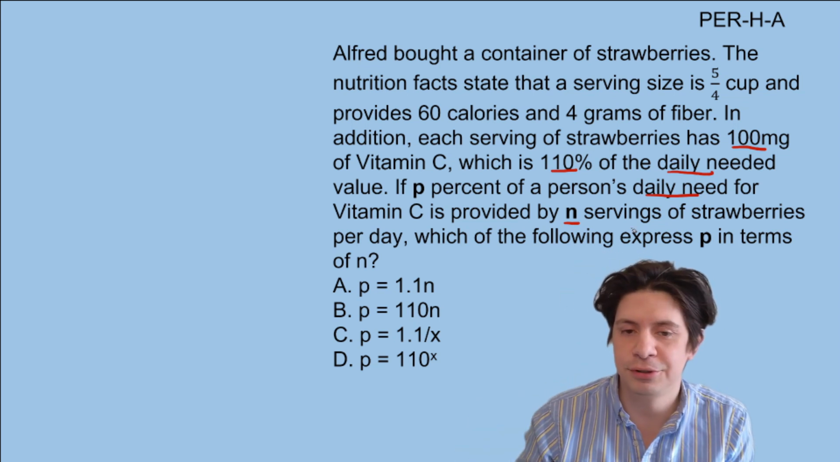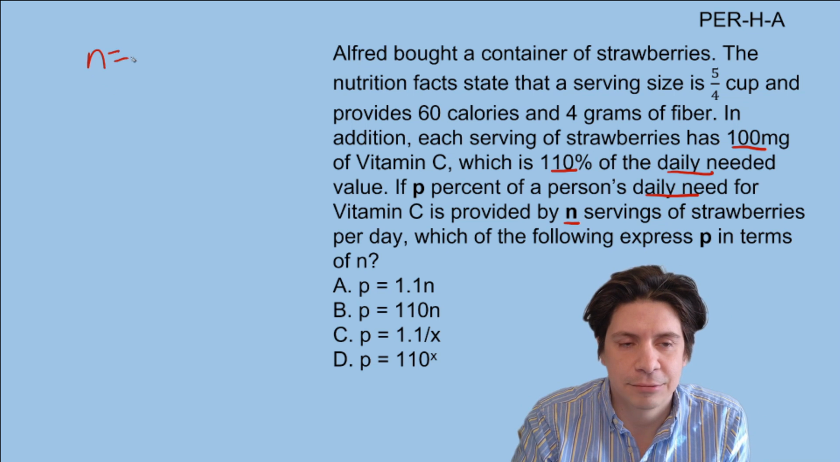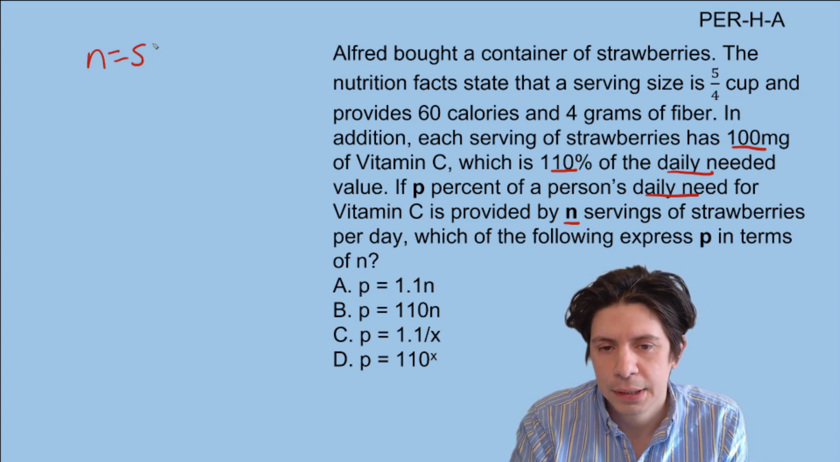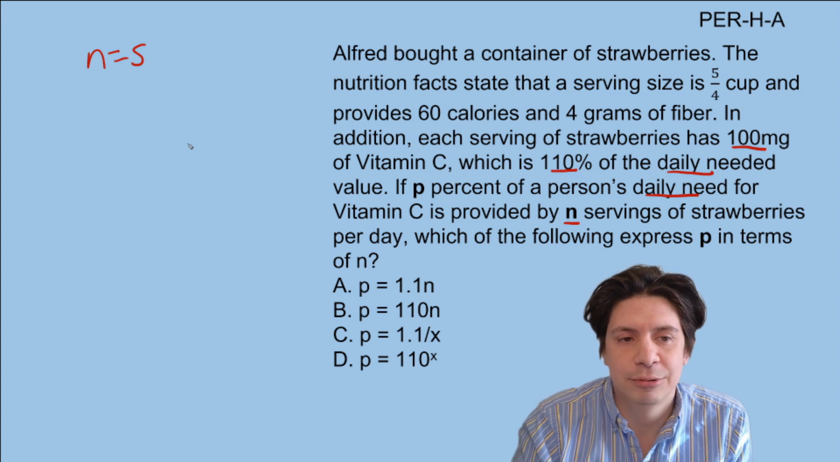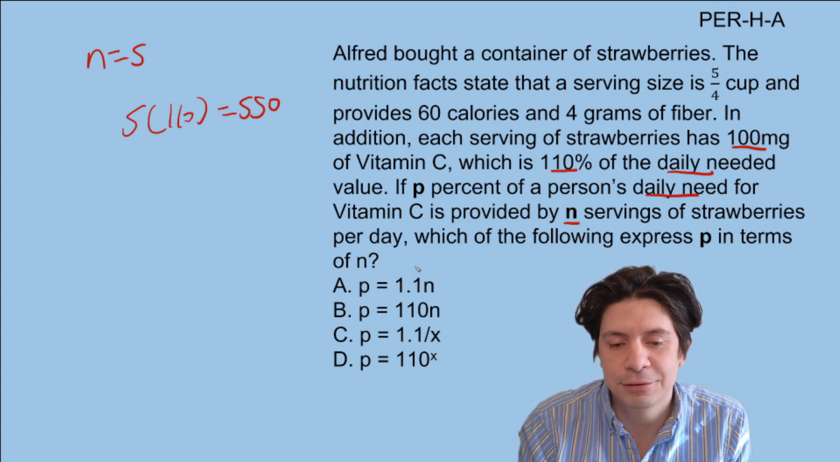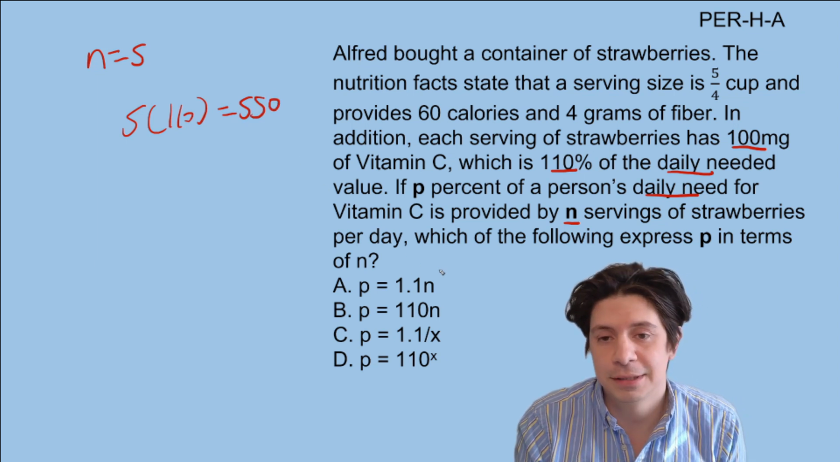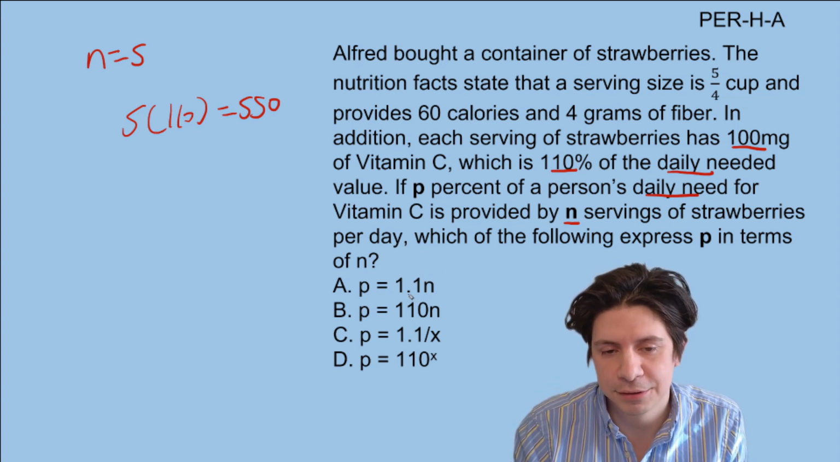So there's a couple ways you could do it. You could say n servings and give it a value. So let's say n equals 5, right? And we get 110% from each. So if we were doing this, we would just do 5 times 110. And that would give us 550. And you would look at the answer choices and see which of these gives you 550. Sometimes more than one will give it to you, and then you try a different number. But if only one gives it to you, you can go with that.